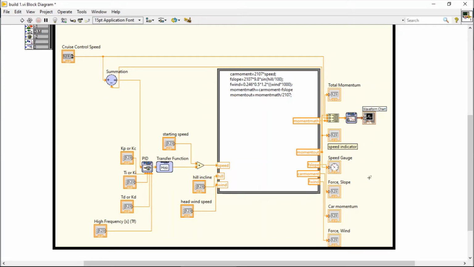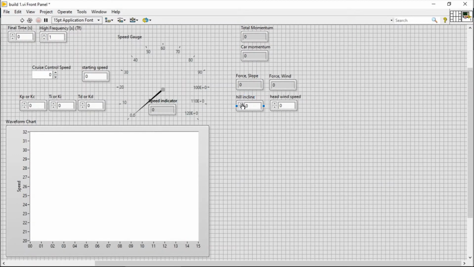Other things I included were a digital speed indicator, the speed gauge, which you can see here, and the force of the slope and the force of the wind. That's just so once we start the project, you'll actually see how much force the slope or the wind is putting on the car. So you'll just look at this number right here, and then you'll subtract or add these two numbers, and that'll give you this number right here.